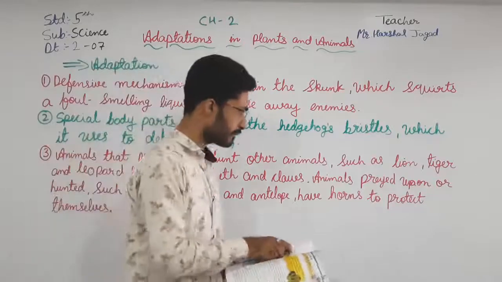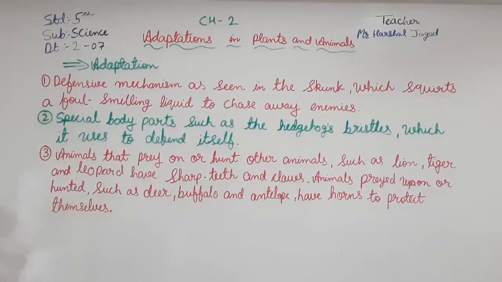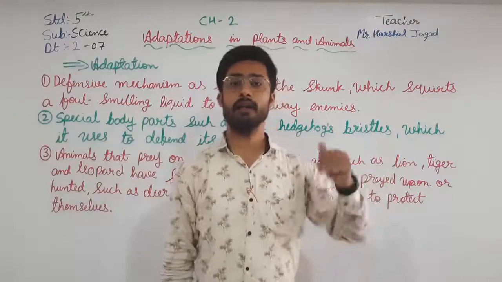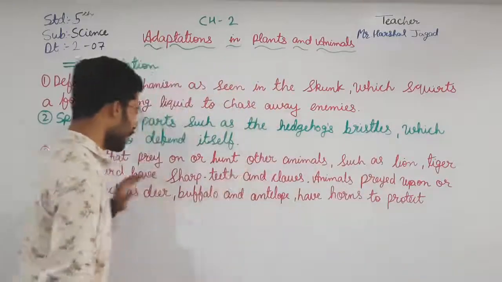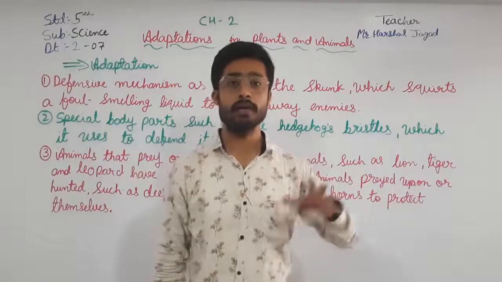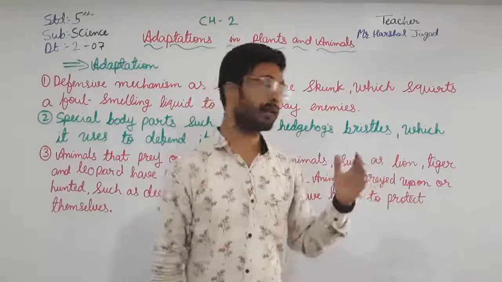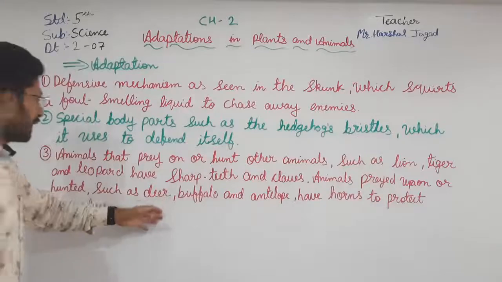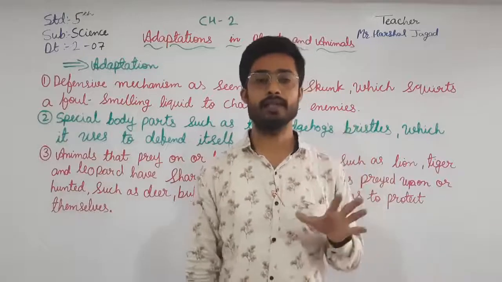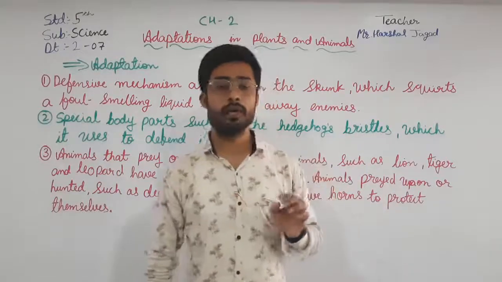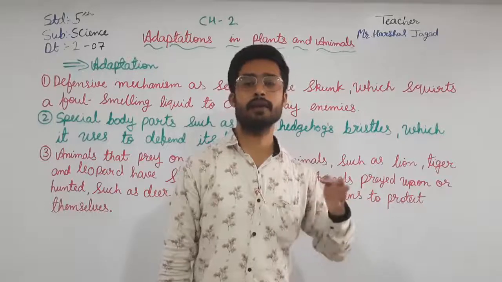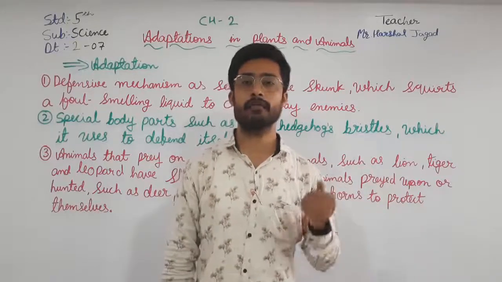Here you can see the animals which hunt other animals have sharp teeth and claws. And the animals which are hunted, like deer, buffaloes and all, have horns to protect themselves. Horns, if we say in Gujarati, means singada. So they have that to protect themselves. Here you can see there are different things given by God to different animals.